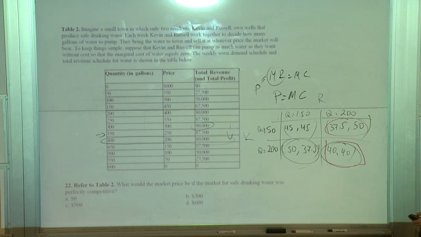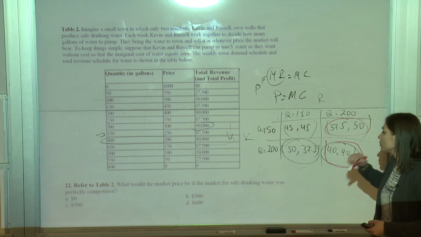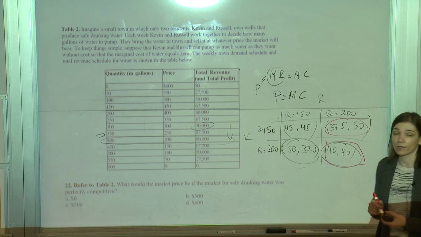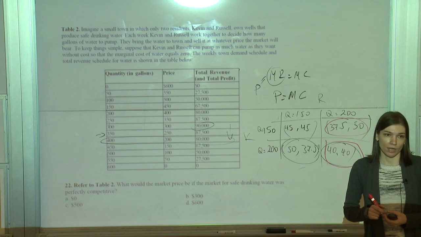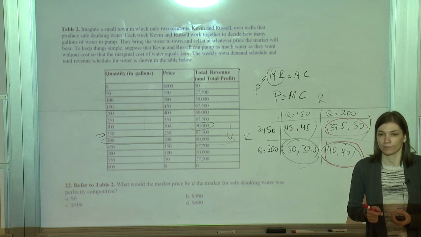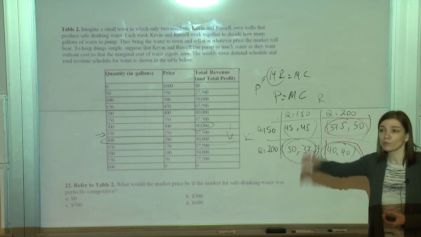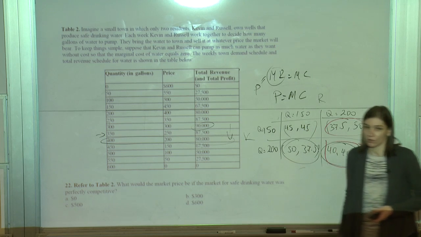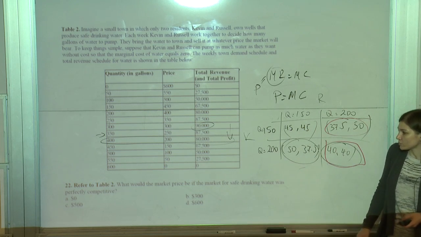Same scenario. The question is, what would the market price be if the market for safe drinking water was perfectly competitive? We kind of answered that already. If it's perfect competition, what's the price? 0. The price will be equal to the marginal cost, but the marginal cost is 0, so the price is going to be 0 as well. That's answer A.